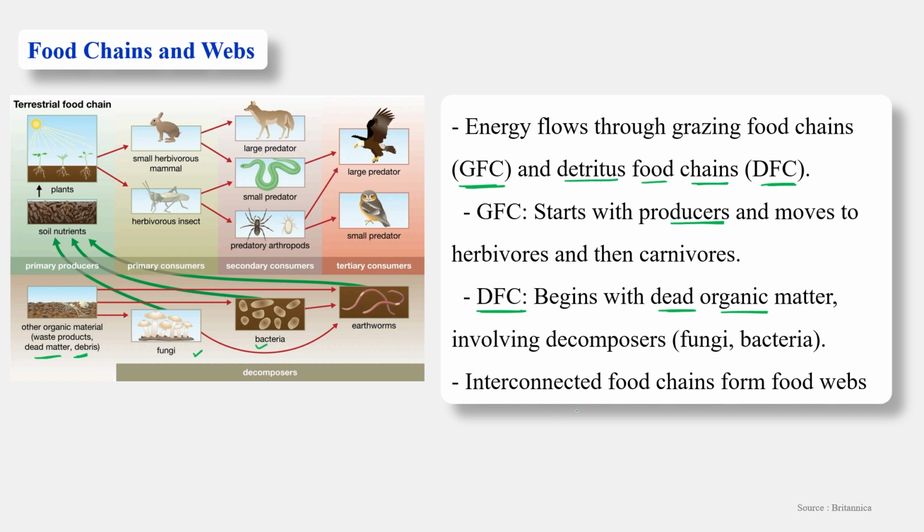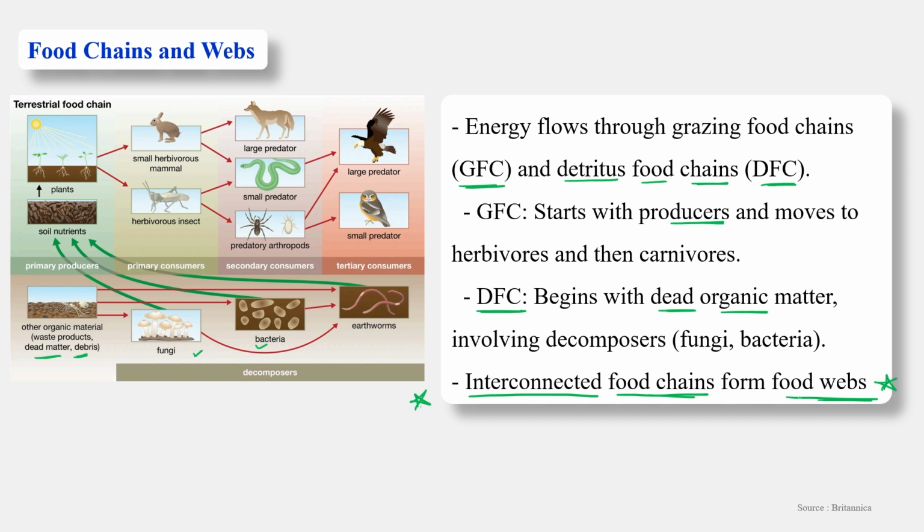Okay, and interconnected food chains form a food web. When two or three food chains are there and they are interconnected with each other, at that time we can use the term food web for the same, in which interconnected food chains are there.